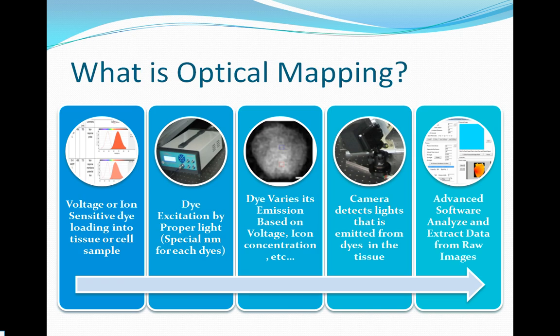In optical mapping, voltage or ion sensitive dye is loaded into tissue or cell first, then the dye is excited by proper light, and these fluorescent dyes vary their emission based on voltage, ion concentration change, or some sort of dye can vary their emission based on, for example, ATP. And then these variations are detected by a camera, and the frames or video grabbed by the camera. Then advanced software analyzes and processes the data, then extracts useful curves and data from the raw image.